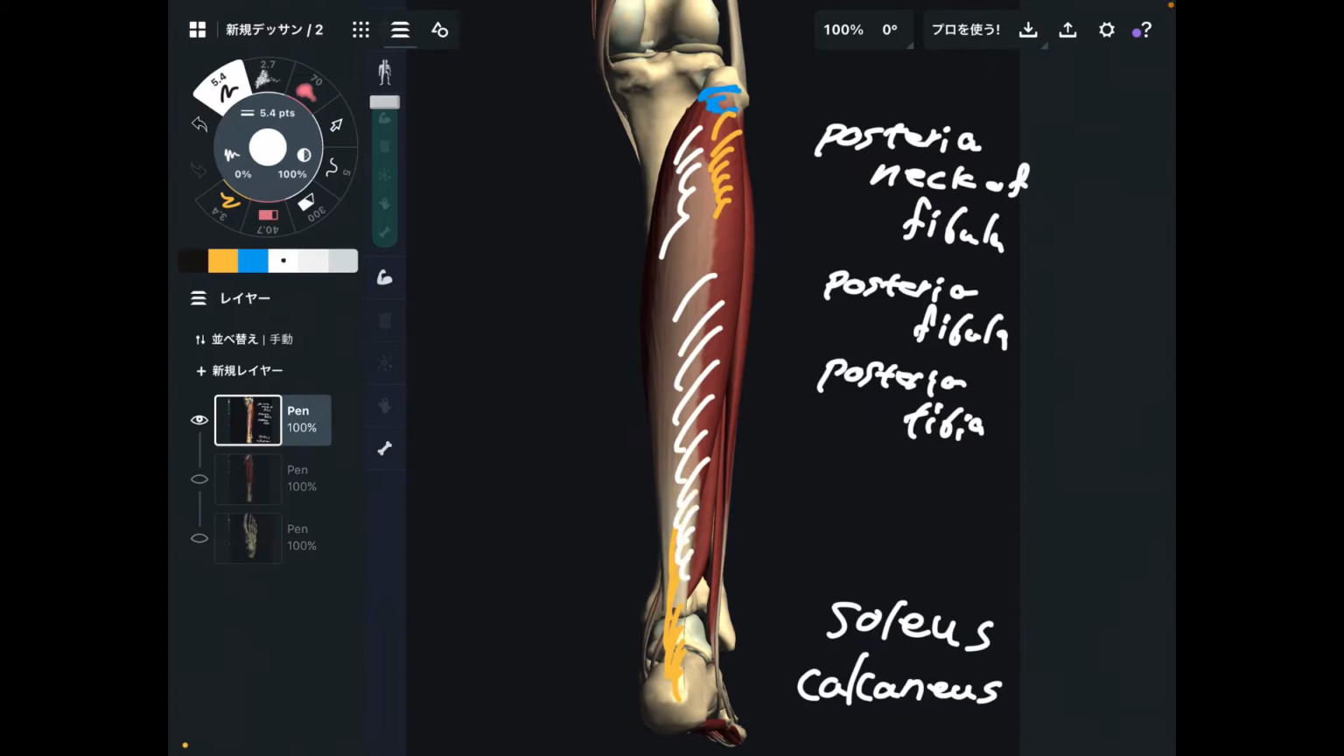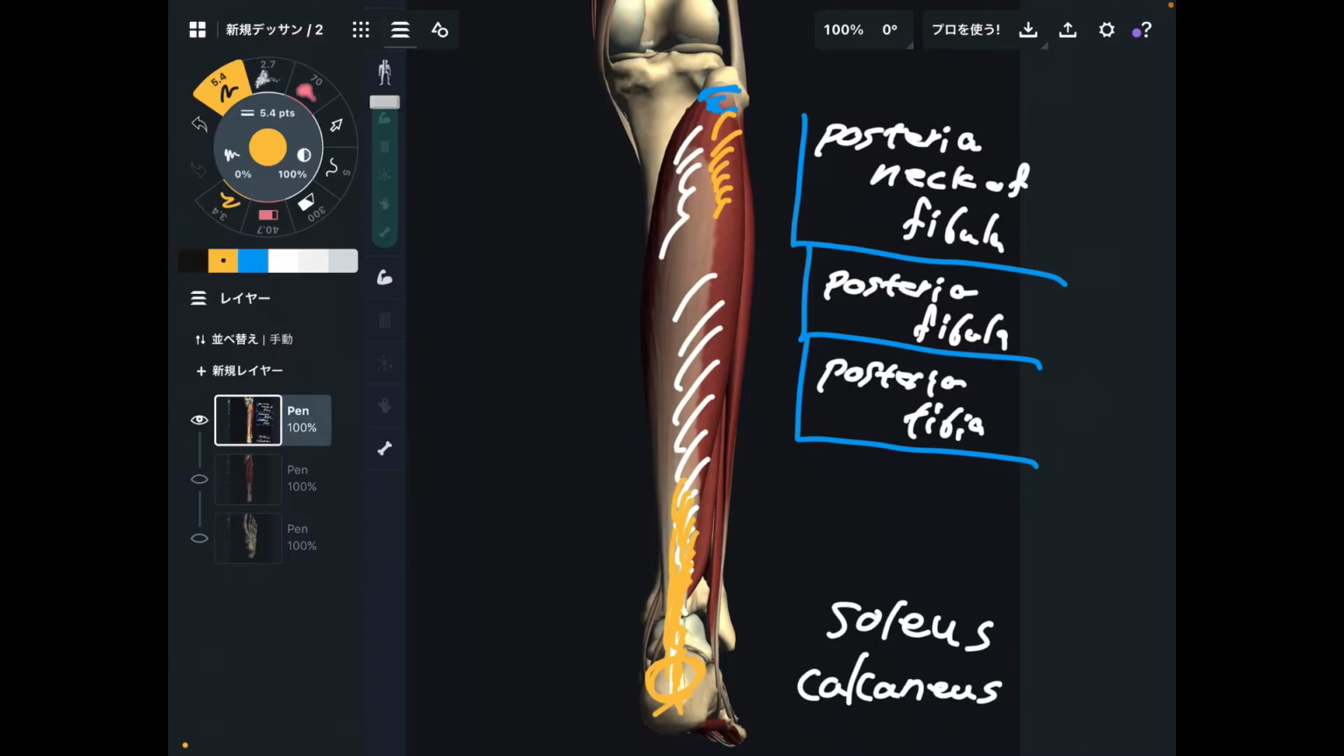Soleus kind of unites with Achilles tendon, then via Achilles tendon that goes to calcaneus. It's like a gastrocnemius. Gastrocnemius also kind of fuses, unites with Achilles tendon, then attaches to calcaneus. Soleus is same thing, okay? Okay, this is origin and insertion. Origin is posterior neck of fibula, posterior part of fibula, then posterior part of tibia. Insertion is calcaneus, same like gastrocnemius.